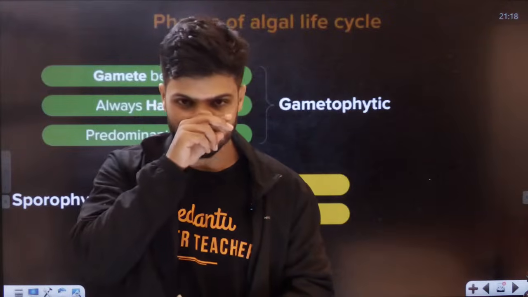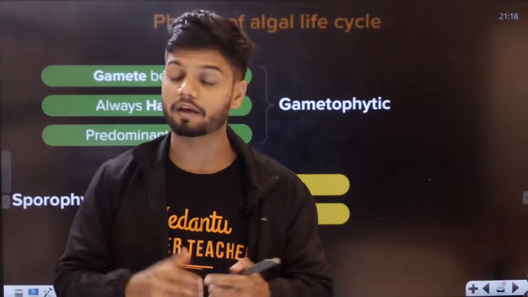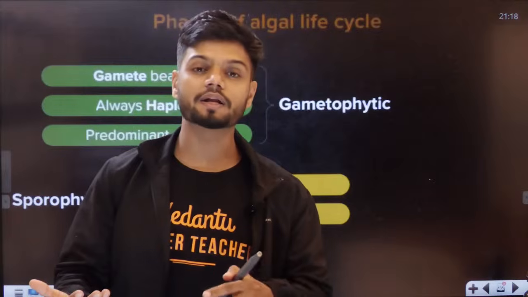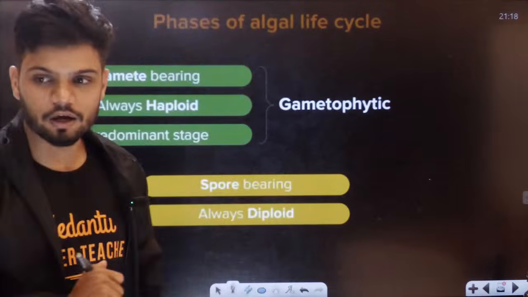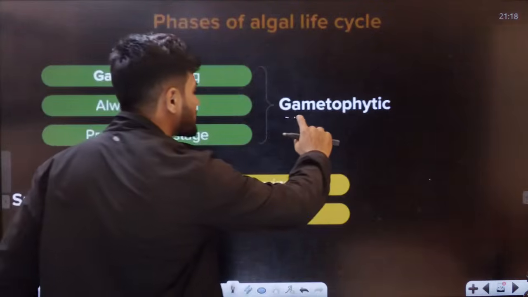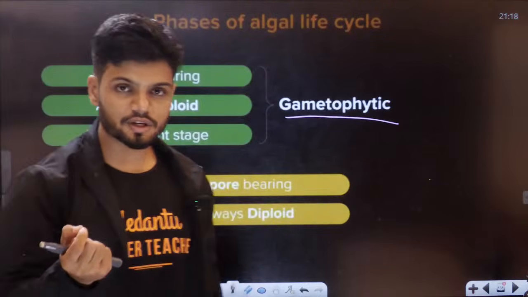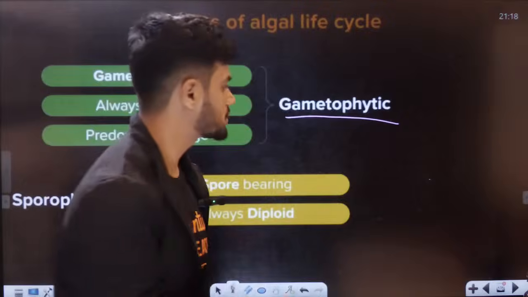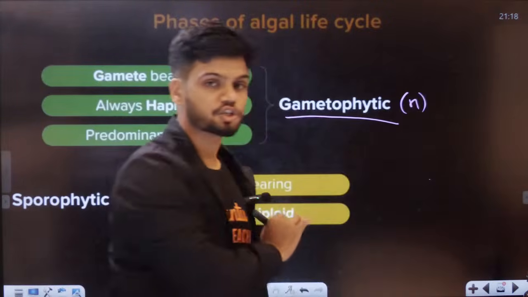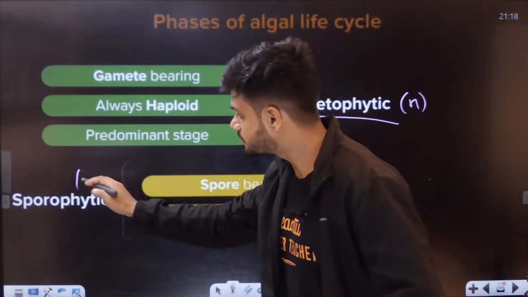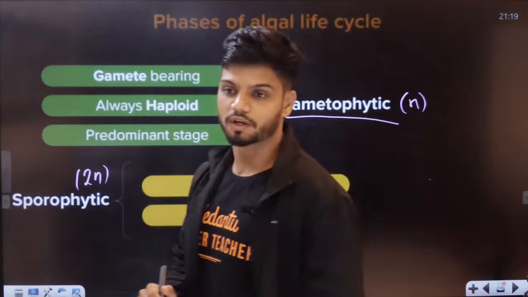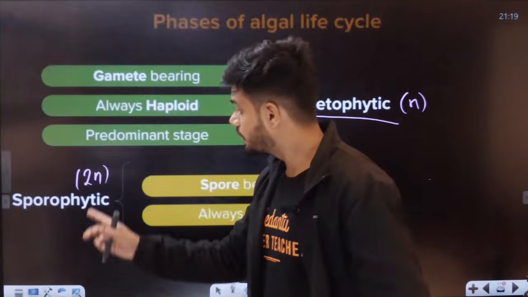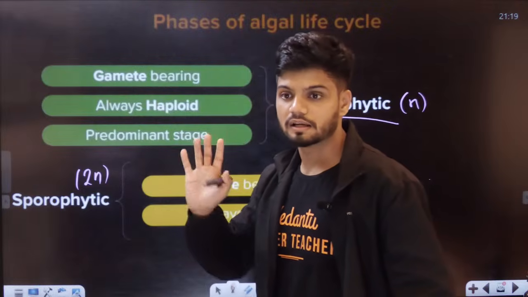Generally, every single plant has two different stages. One is called the gametophytic stage, the other is called the sporophytic stage. Now, students, what is the gametophytic stage? The gametophytic stage is always the haploid stage, while the sporophytic stage is always diploid. Sporophytic stage is always diploid.